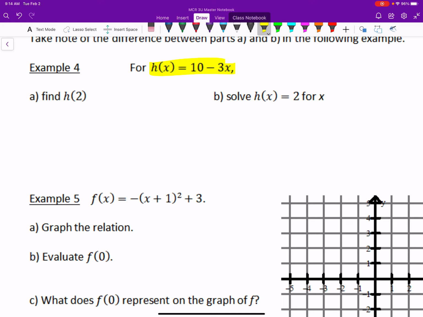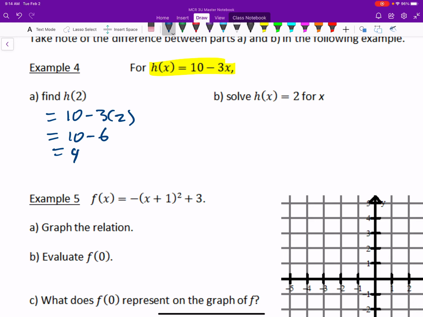For the first one, I'm trying to find out what h at 2 is. That's straightforward. It just means put 2 in wherever I see an x. So that's going to be 10 minus 3 times 2, which gives me 10 minus 6, which equals 4. No problem.